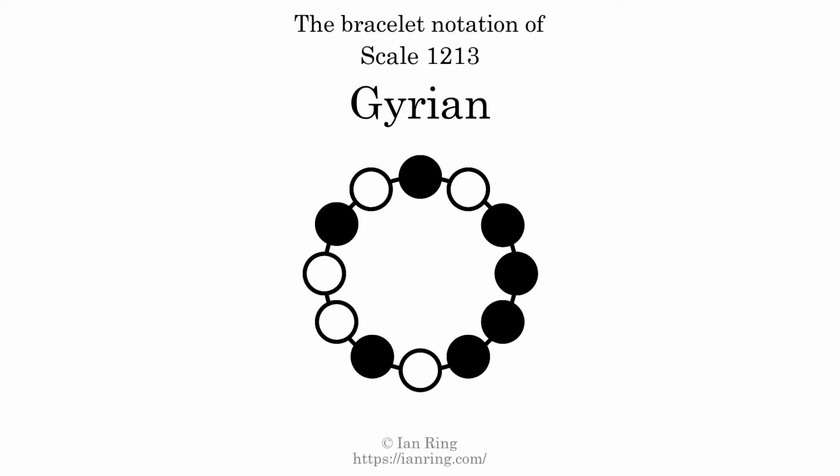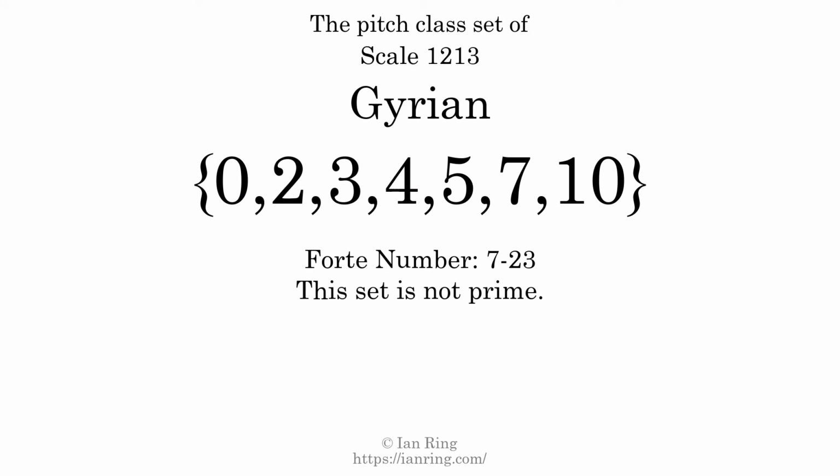This is a bracelet notation diagram of scale 1213. The shaded circles represent tones that appear in the scale, and they are read clockwise, starting at the top. The pitch class set for this scale is 0, 2, 3, 4, 5, 7, 10. The fault class is 723. This set is not prime.